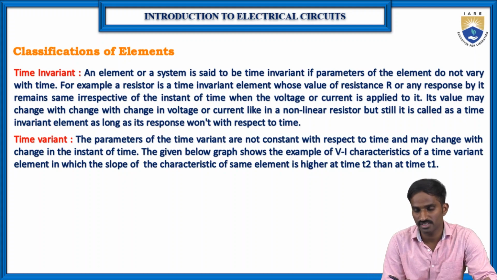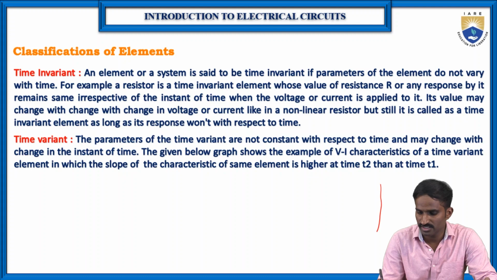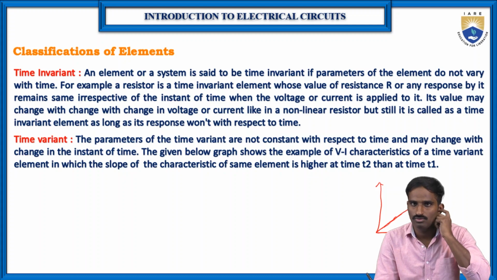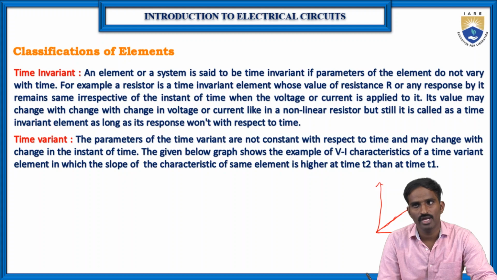For the best example, let us consider, because this is not only an element but a system, the VI characteristics in case of a resistor. If you are increasing the voltage, the current will also increase. Then this curve is not constant with respect to the time. Let us consider time here. At every instant of time, we are changing the voltage and we are changing the current, so the characteristics will also change. Which means the parameter or the value of any element is changed with respect to the time.